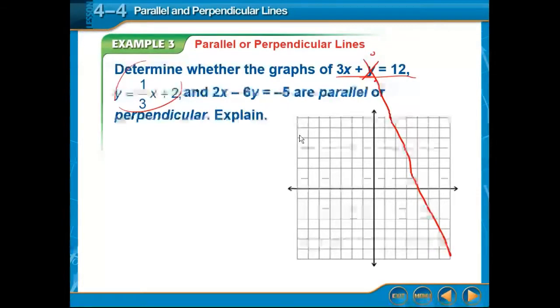This one I can graph by using slope-intercept. So this is my intercept, so it starts at 2. And this is my slope, so it goes up 1 and forward 3. So this one is going to go like that.